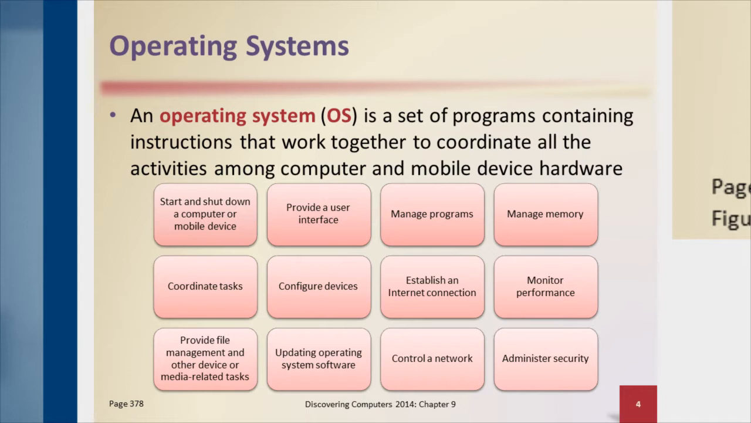Okay, so an operating system is a set of programs containing instructions that work together to coordinate all the activities among computer and mobile device hardware. These are some of the different things that an operating system does. It helps you to manage memory. It helps you to configure devices. It helps you to control a network, administer security, and provides a user interface.